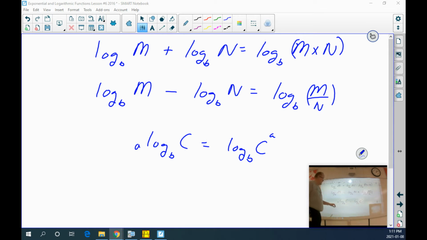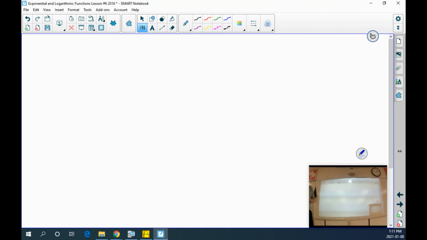And then a times log base b of c, we can shake up the exponent, the coefficient in front, so it becomes the exponent, or we can go backwards. Now, since these are identities, we can replace two terms with one, or we can replace one term with two. We can go backwards or forwards in this. So those are what we went over yesterday.